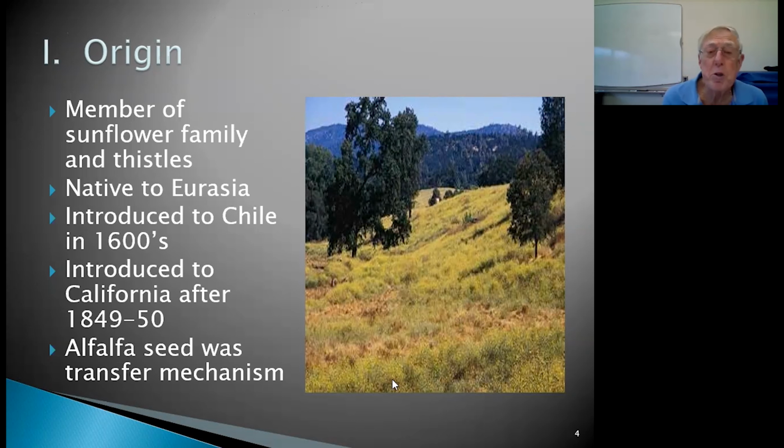It was introduced into Chile in the 1600s by the Spanish as they began to explore the New World and settle it. And in Chile, the coastal regions are a Mediterranean climate, which star thistle, a Mediterranean climate plant, favors.